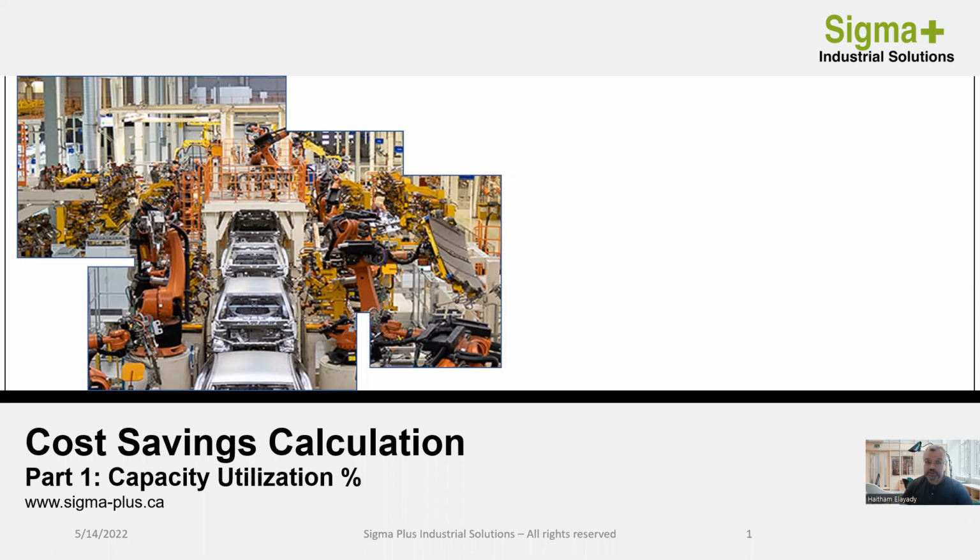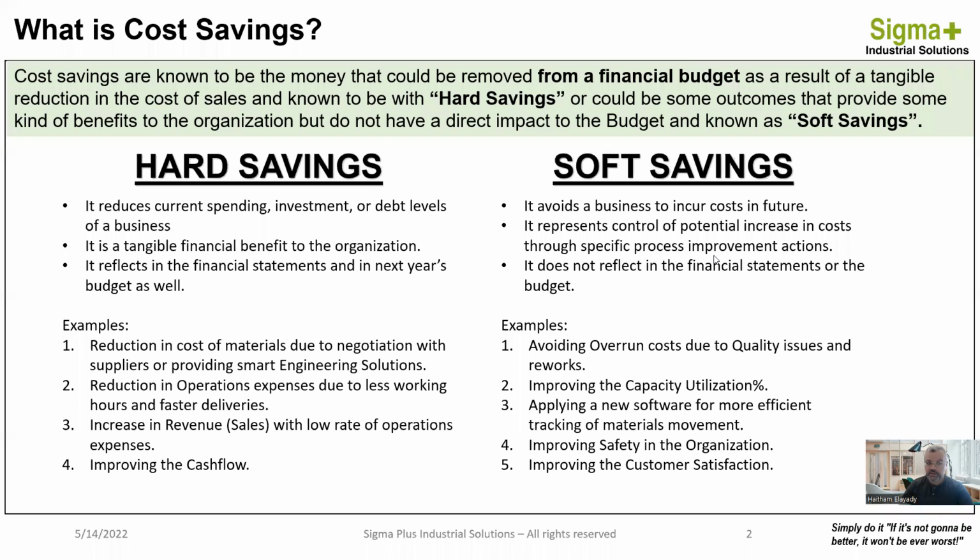In this video, we're going to talk about the cost savings calculation and the types of savings, either a hard or a soft saving. And we will take an example about the capacity utilization percentage and how we can demonstrate soft savings behind improvement in the capacity utilization. So first of all, we need to understand the meaning of a cost saving.